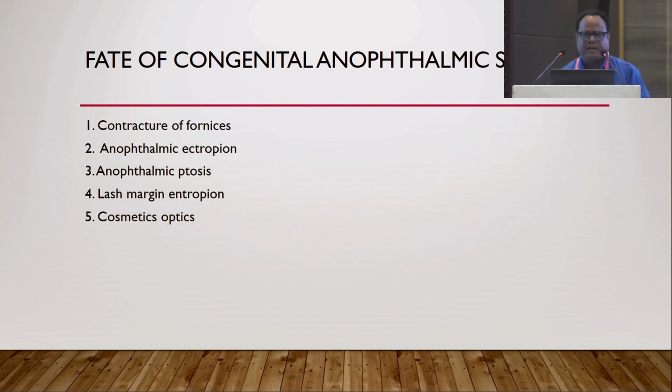But what if we do not treat? If we delay the treatment, or do not take care of it properly, what will happen? One is further contraction of the fornixes. Second is anophthalmic ectropion, and other late anomalies: ptosis, lower margin ectropion, and the cosmetic problem.